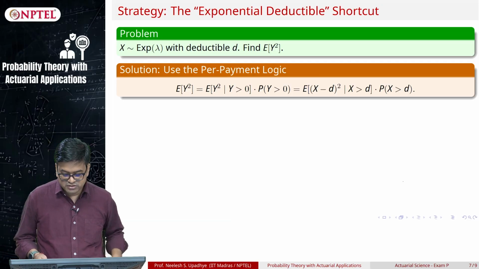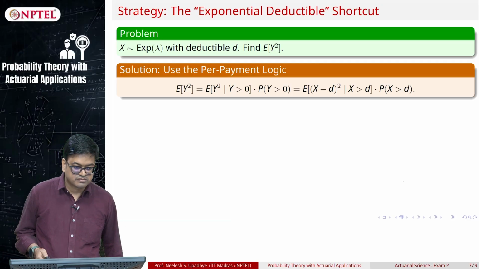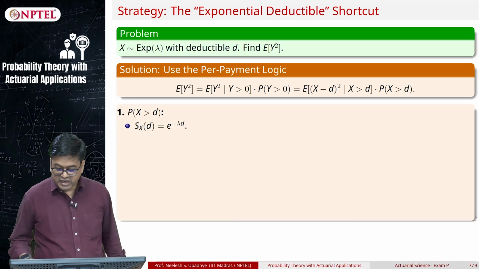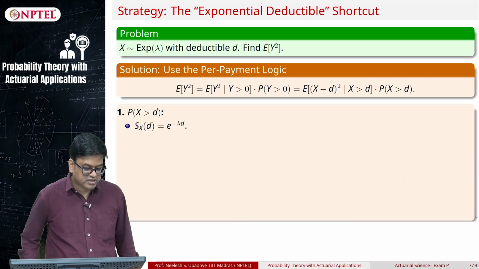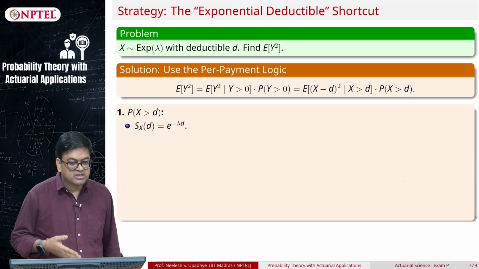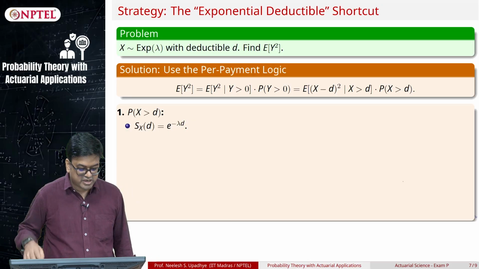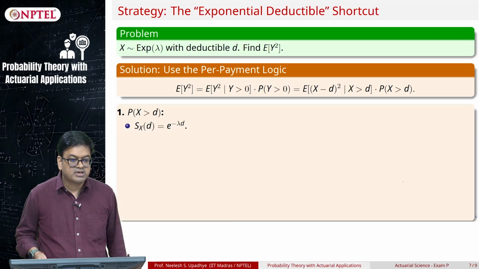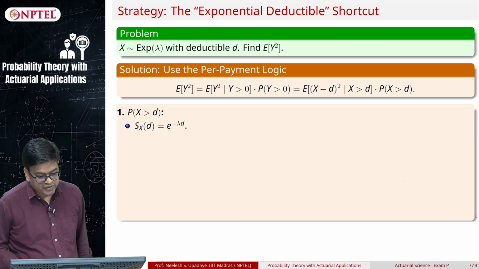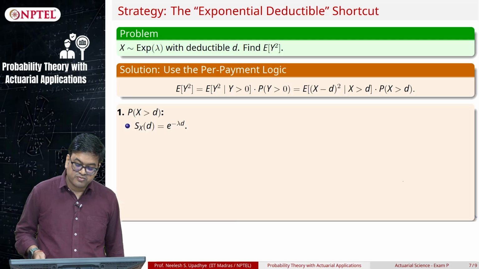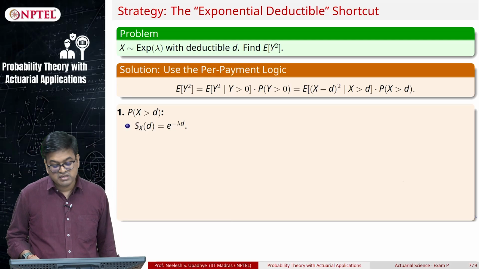So, let us do those steps one by one. First, can I compute probability of X greater than d? Of course, it is a survival function of exponential random variable. So, it becomes e raised to minus lambda d, no problem. Second step, I want to look at the expected value of (X minus d) squared when X is greater than d.